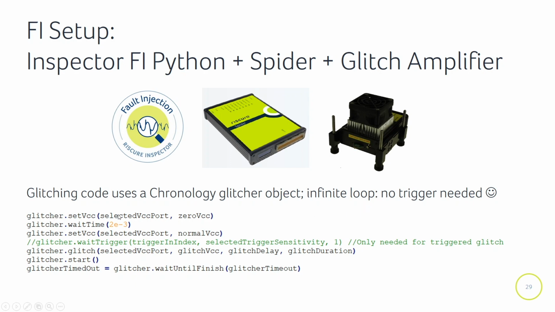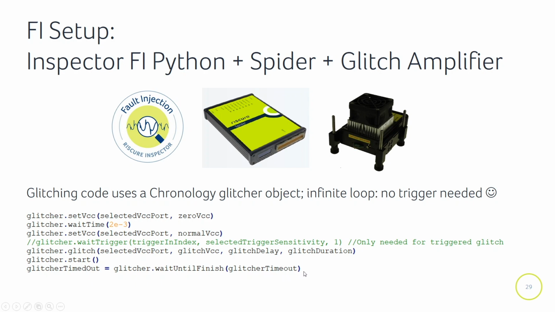So first I set the voltage of the Spider to 0 volts. Then I wait for a while so that I have a cold reset. The system is powered off. Then I put the normal voltage back, so the system is up. And then I glitch on the selected voltage port with a certain glitch voltage, a certain delay, and a certain duration of the glitch. If I also wanted to trigger my glitch, I could enable this line to wait for a trigger. And then I start the glitcher. And then here I also record if the glitcher times out.